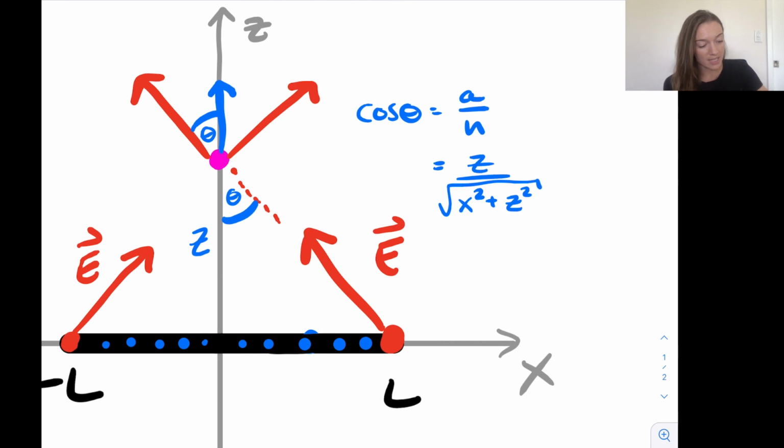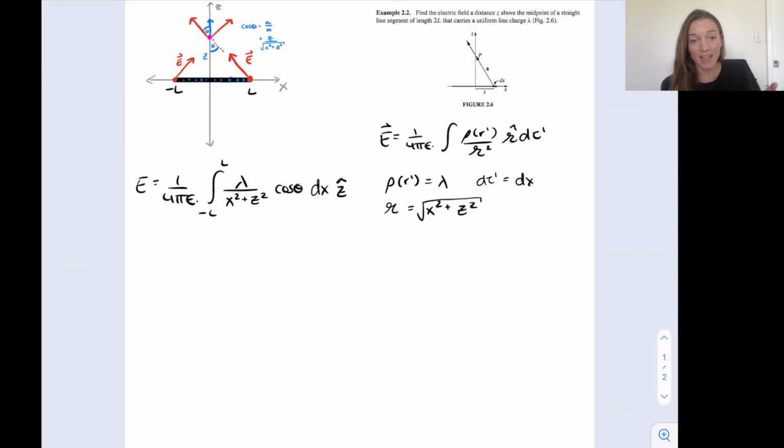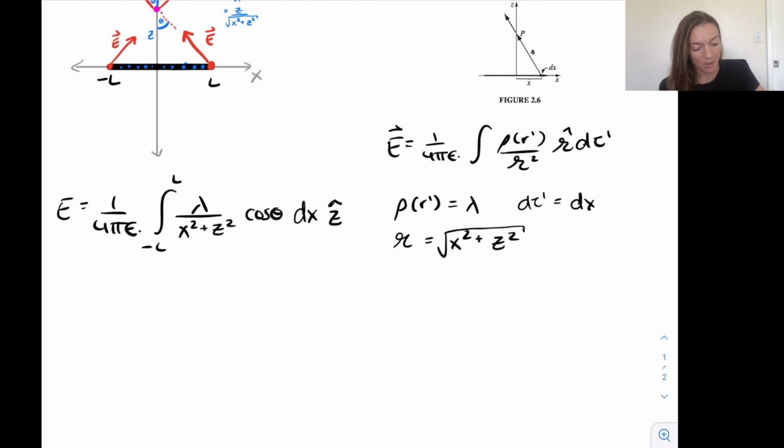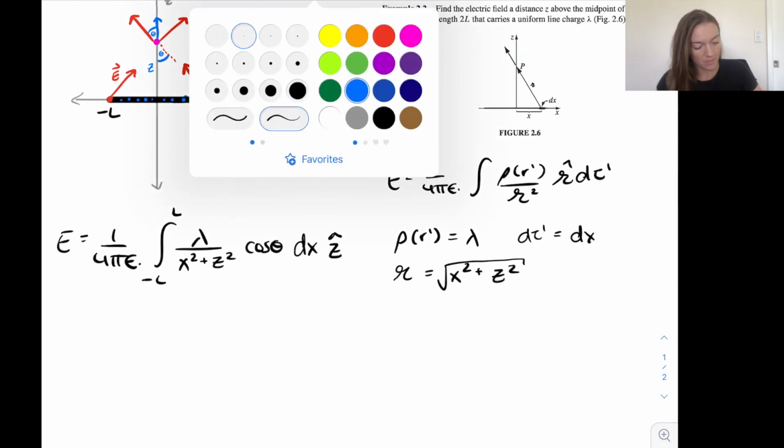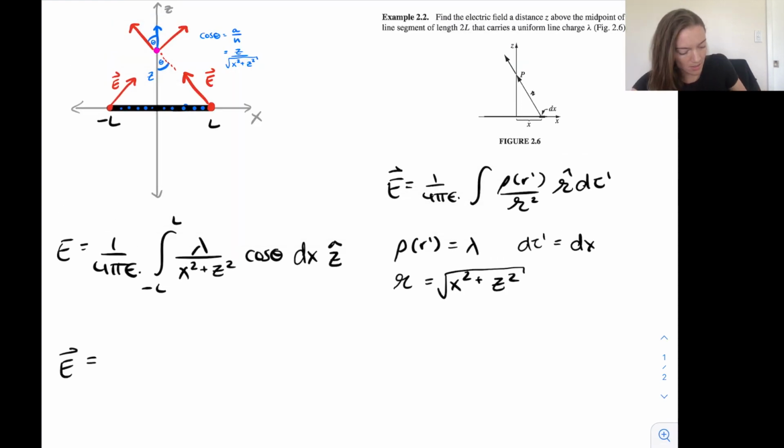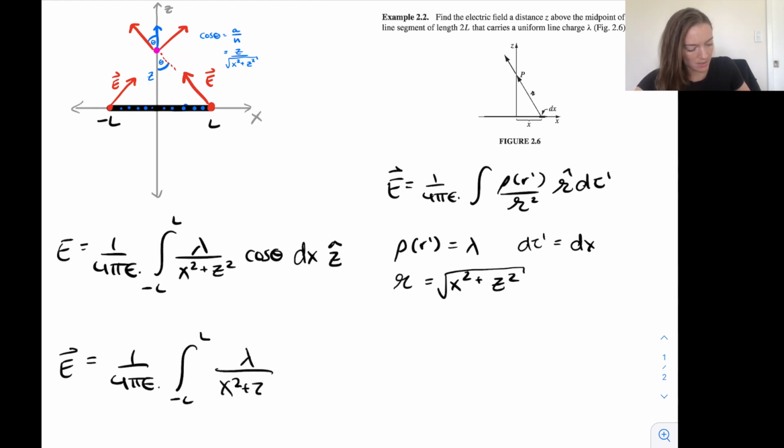So I can just now take this, put that into my integral, and now I have a kind of ugly integral. But let's write this all out. So we have E is 1 over 4 pi epsilon naught. We're integrating from negative L to L. We have lambda over x squared plus z squared. And then our cosine theta is z over the square root of x squared plus z squared. And then we have dx, and our vector is in the z hat direction.